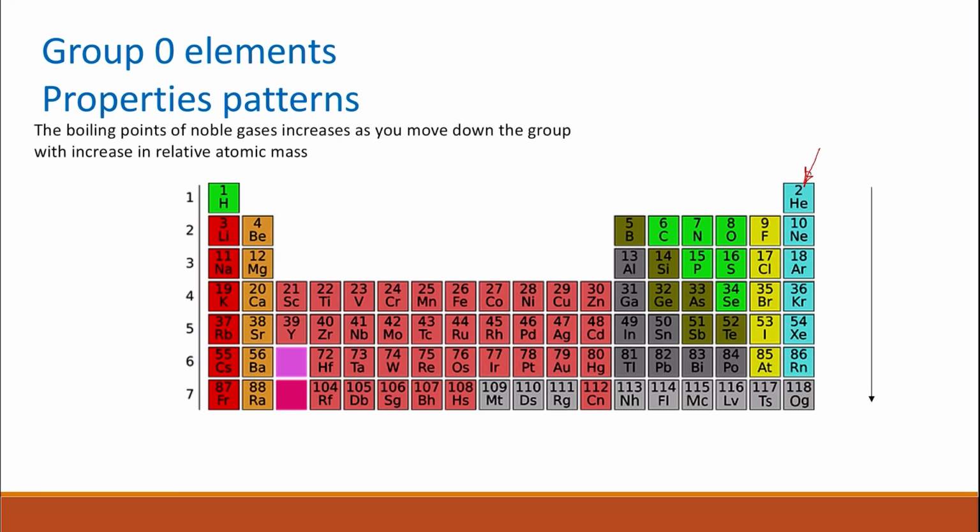For their physical properties, the boiling point of noble gases will increase as you go down the periodic table, because the size of the atom will increase and the atomic mass will increase, which means the intermolecular forces of attraction between the particles will increase, so more energy will be needed to separate these particles. Also, the group 0 elements exist as monoatomic because they don't share electrons, or they don't gain or lose electrons.